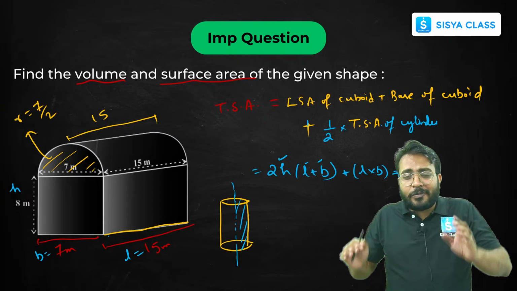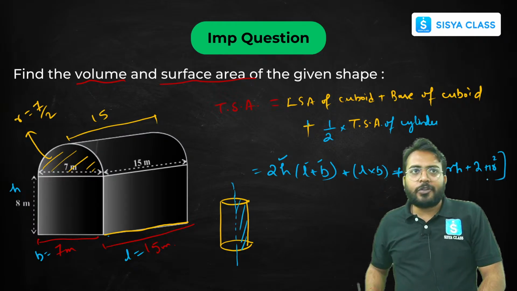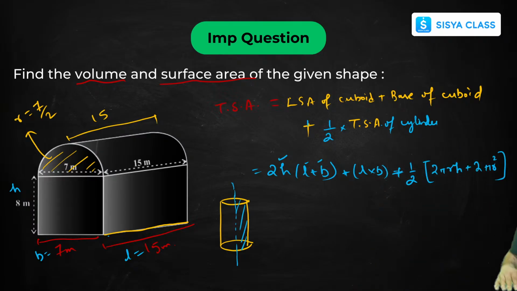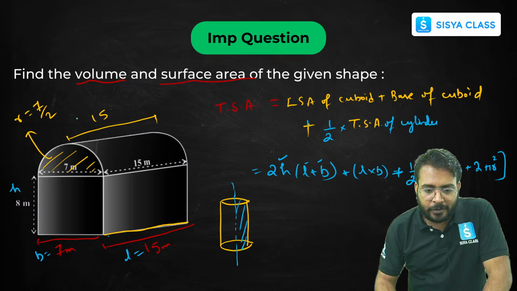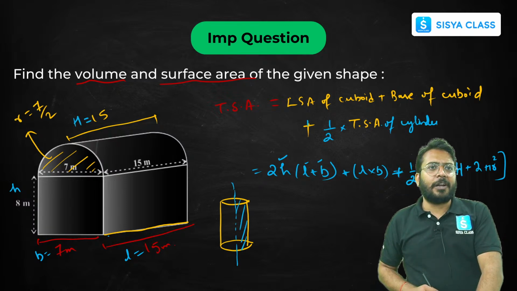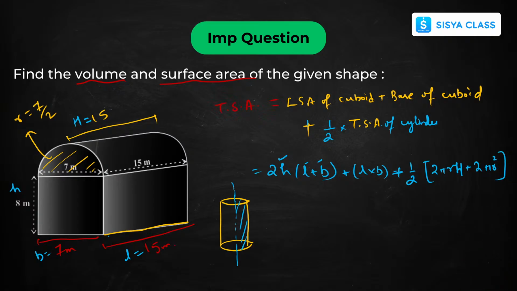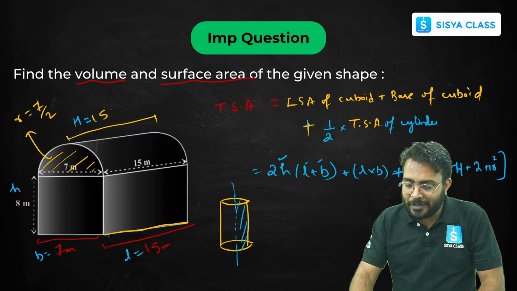So what is the total surface area of your cylinder? It is going to be 2 pi R H plus 2 pi R square. So half of this. Now you just have to substitute all the values. You have your H and R. Here, instead of writing small h, I will write capital H so that you will not get confused between the height of the cuboid and the height of the cylinder. Understood?